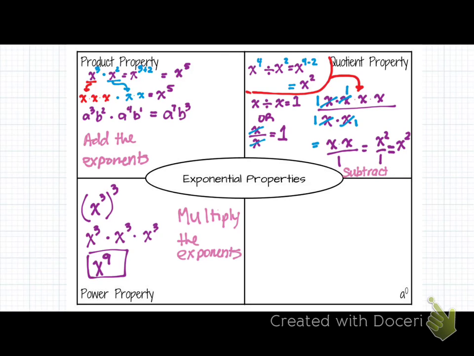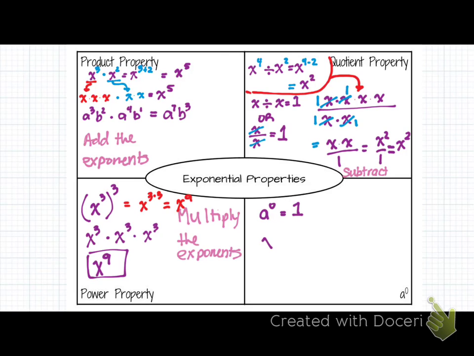So we're getting a little bit of a pattern here, right? Now the last one, actually, I'll give you 30 more seconds to catch up here. Okay, a to the 0. Whenever you see anything to the 0 power, it's equal to 1. Okay, so anything to the 0 power is equal to 1.